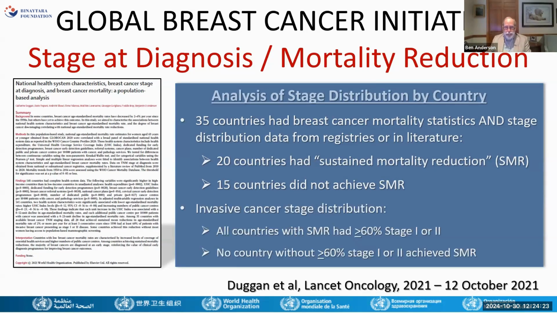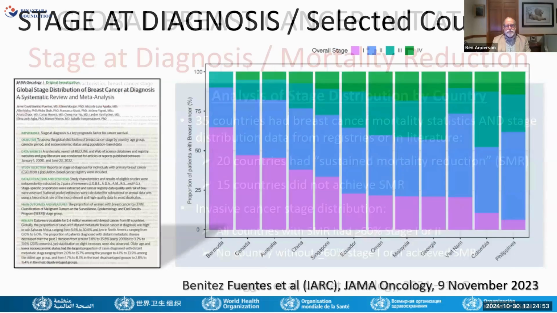And when you looked at the stage distribution, all of the countries that had that reduction had at least 60% of their cancers being stage 1 or 2. Conversely, we have not found a country yet where the distribution was worse than that and they still achieved improved breast cancer mortality. So it gives us a target, as opposed to arguing about, do you do mammographic screening? Can we buy mammographic equipment? We're instead stepping back and saying, what is the threshold that the country needs to get to? And that's the information the Ministry of Health needs.